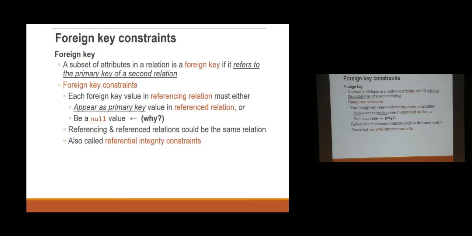Okay? The main idea here is that if you have a circular referencing, you can never insert anything unless you have a null value. So that's basically it. Okay, and this is a very important constraint. It can be the same relation. All right?